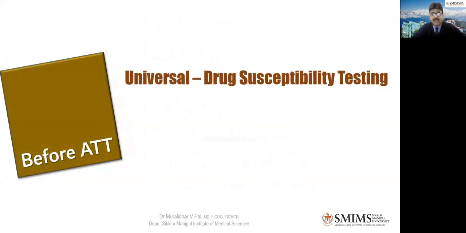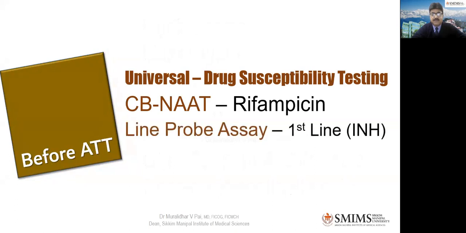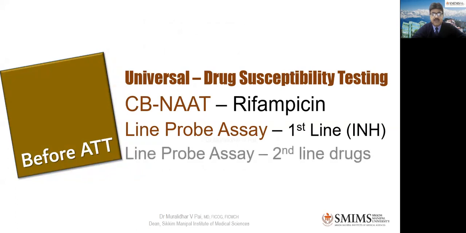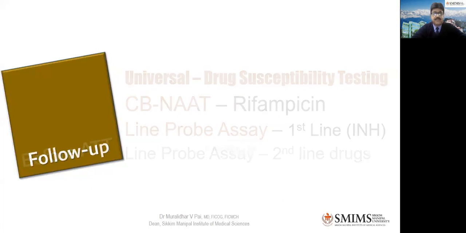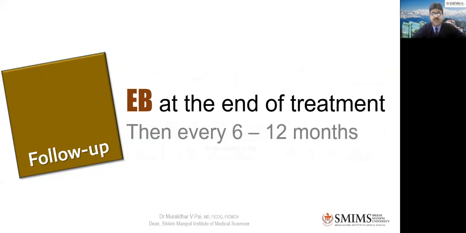So before ATT, it is better and mandatory sometimes that you do universal drug susceptibility testing. For that, you may still use CBNAT for rifampicin, line probe assay as a first line drug, that is INH, line probe assay for second line drugs as well, so that you don't unnecessarily give a drug which is resistant. Follow up, of course, by endometrial biopsy at the end of the treatment, then every 6 to 12 months.